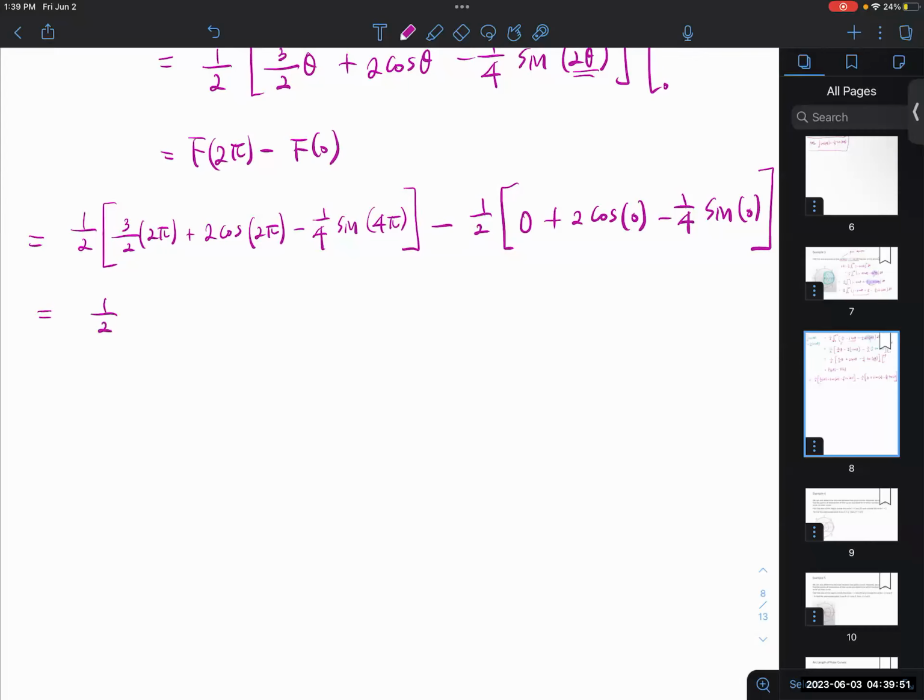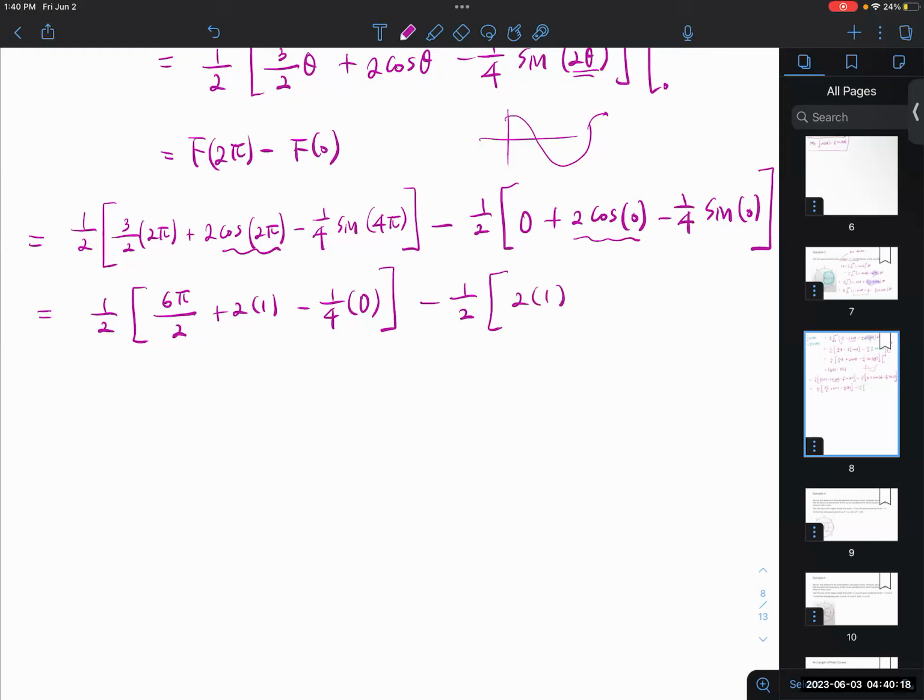So 1 over 2, 6 pi over 2, cosine 2 pi. What do you guys think? It is 1. So if you remember cosine, every 2 pi you're coming back to 1. So 2 times 1. Every 2 pi, 4 pi, that is also 0. And then what are you guys going to get? The next one, minus 1 over 2. This is a 0. Cosine 0 is a 1. And then this is going to be 0. So 1 over 4 times 0 is a 0.